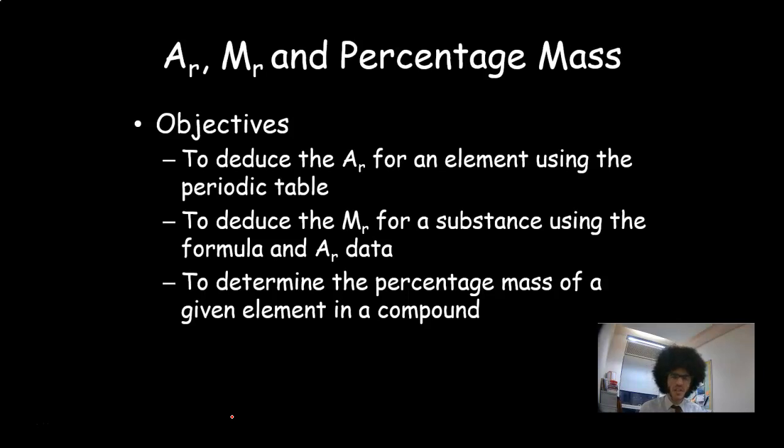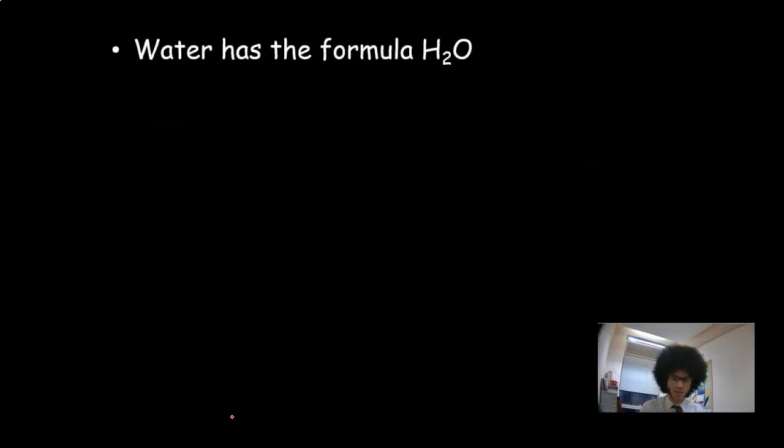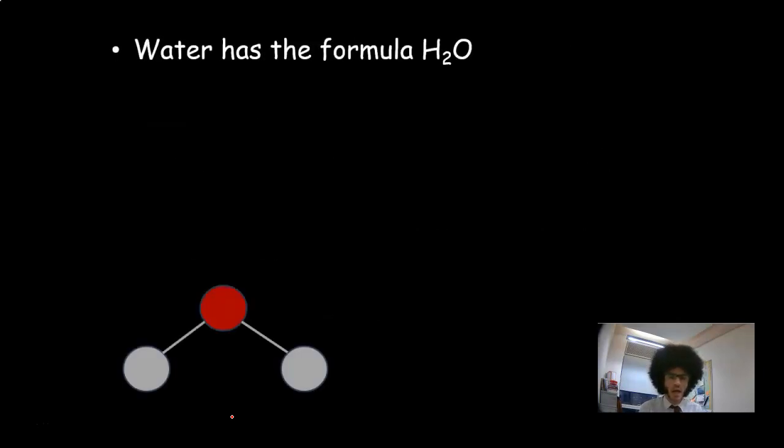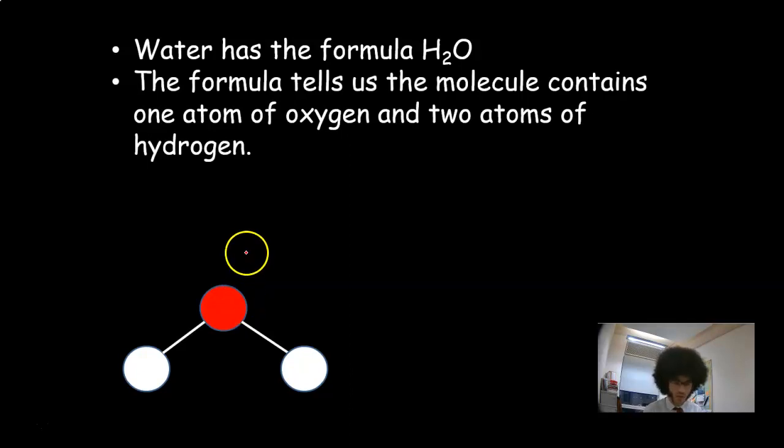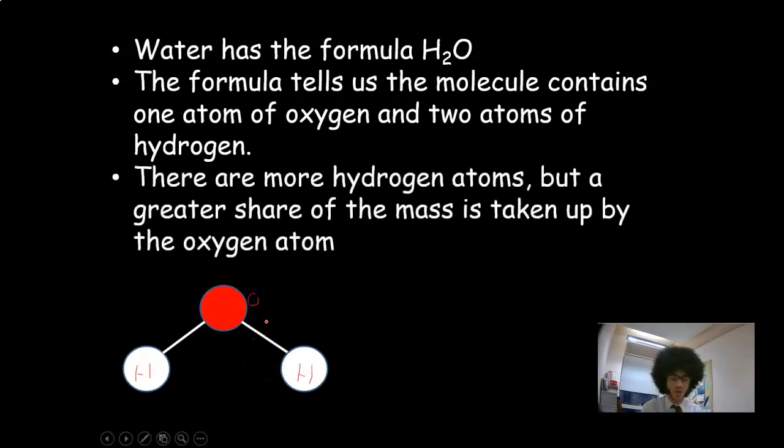So before we go any further, let's think about the molecule water. Water has the formula H2O, which you may know, and it should look a little bit like this if you were to draw it out based on the formula. The formula tells us that this molecule contains one atom of oxygen and two of hydrogen. This is one hydrogen, this is the other hydrogen atom, and this is the oxygen over here.